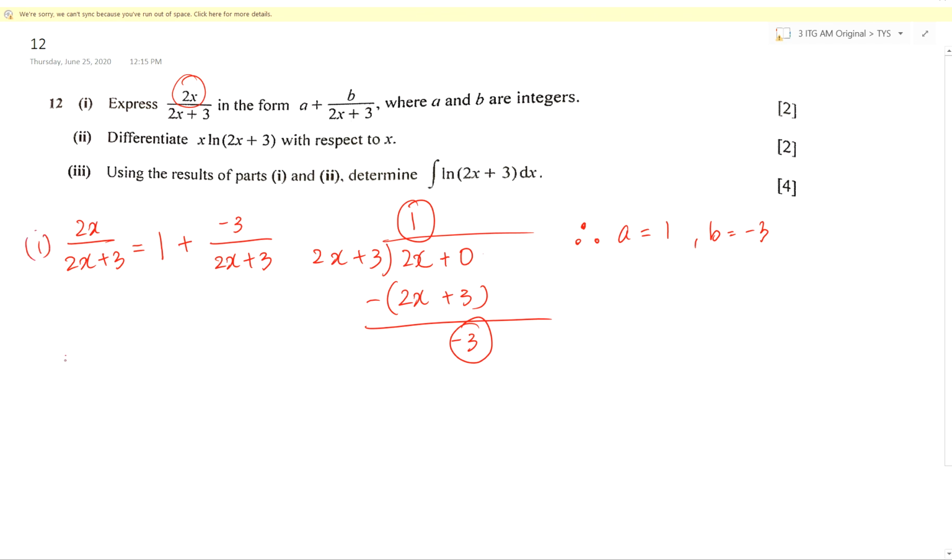So that's part 1. Part 2, differentiating d over dx of x ln(2x plus 3). For presentation, your notation must be correct. If you like, you can say let y equal x ln(2x plus 3), and find dy/dx. If you rather do that, it's fine, but you're spending a little bit more time and introducing a y.